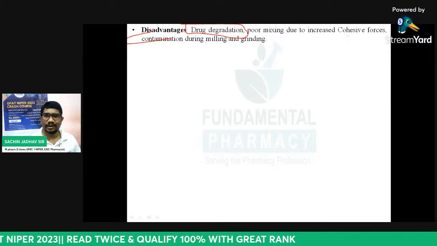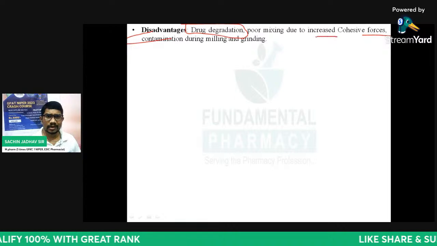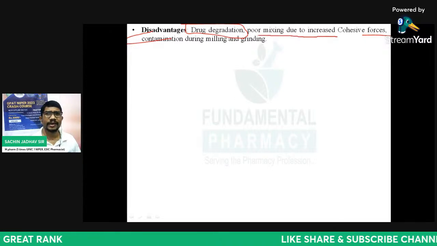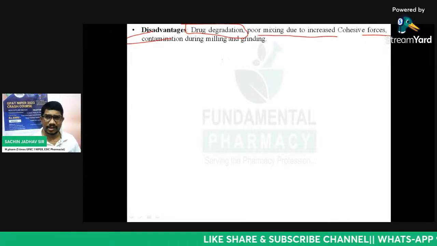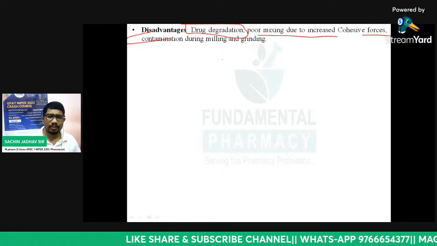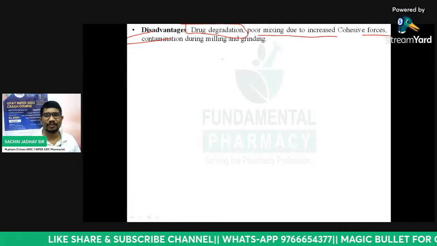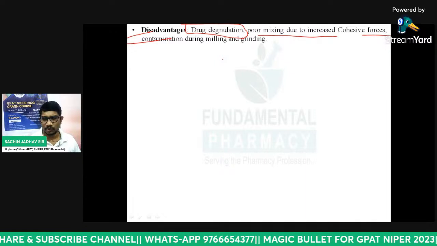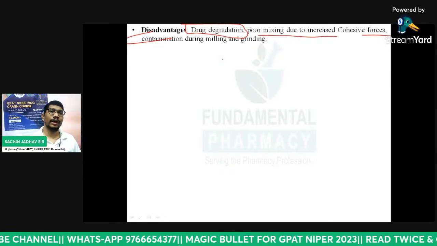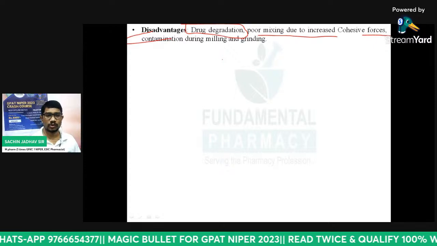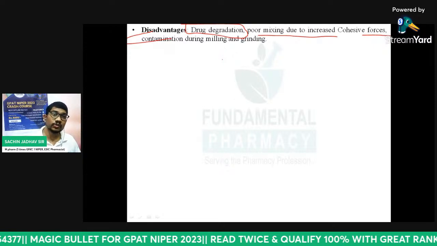Now again, decrease in the particle size of the product. So there is poor mixing due to increased cohesive force. If you do a lot of size reduction, milling, and reduce the particle size too much, what will happen? There is development of attractive forces on the particles, and that is nothing but the cohesive force. So there is poor mixing, there is cohesiveness.